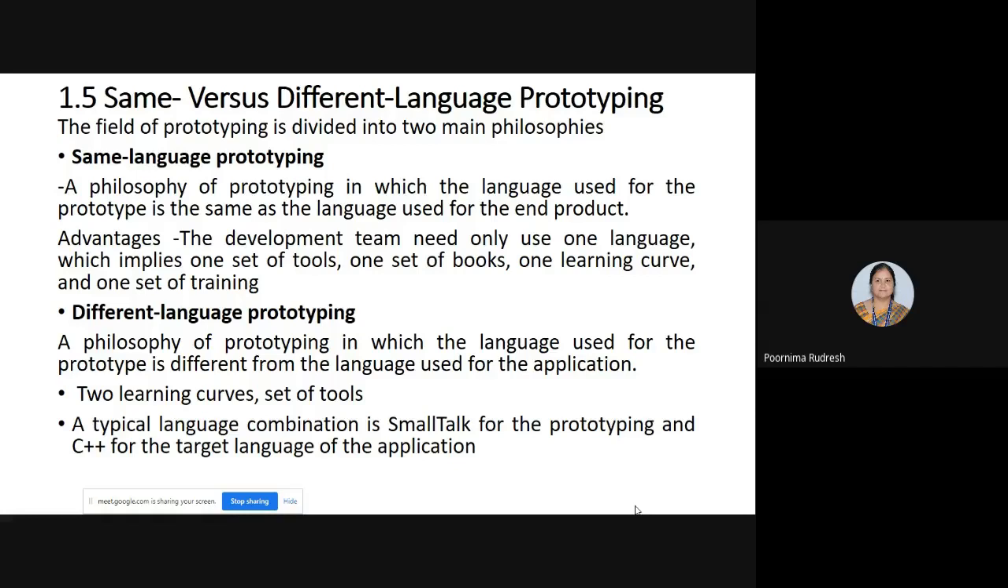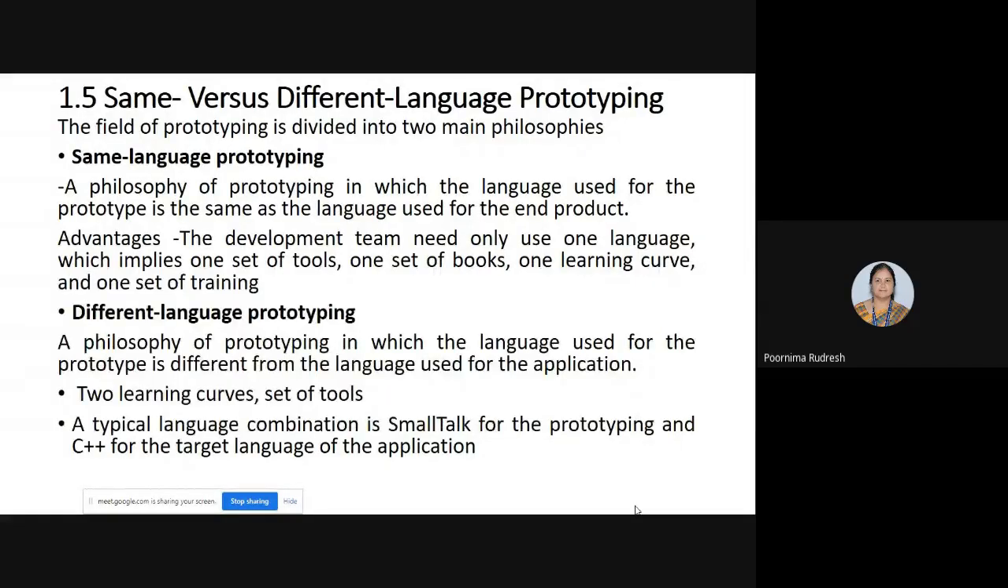And different language prototyping means the prototyping and the implementation use different languages. So before moving on to the different language prototyping, let us see the advantages of using the same language for the development stages.